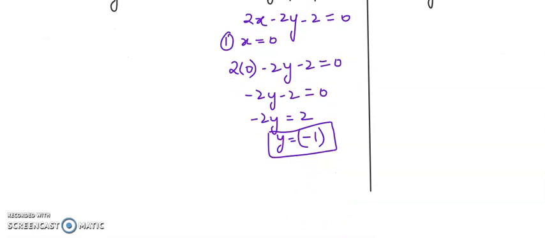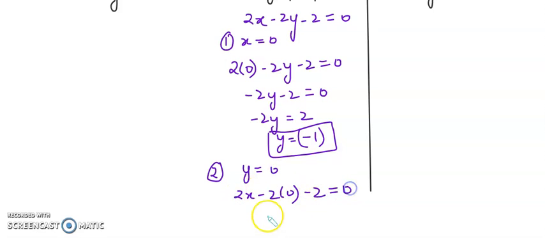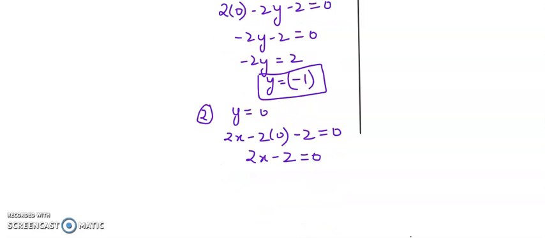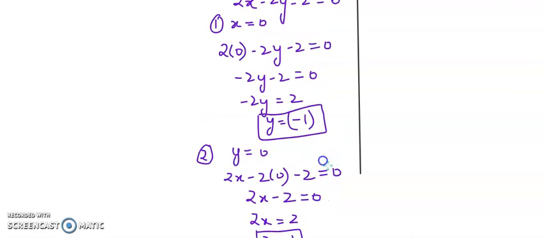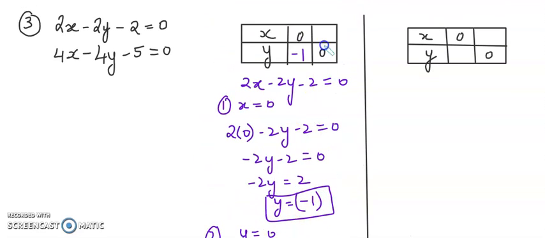Okay. Next, y is equal to 0. So 2x minus 2 times 0 minus 2 is equal to 0. So 2x minus 2 is equal to 0, right? So 2x is equal to 2. So x is 1. So when y is 0, I'm getting x as 1. Correct? Okay. Next, the equation is 4x minus 4y minus 5 is equal to 0.